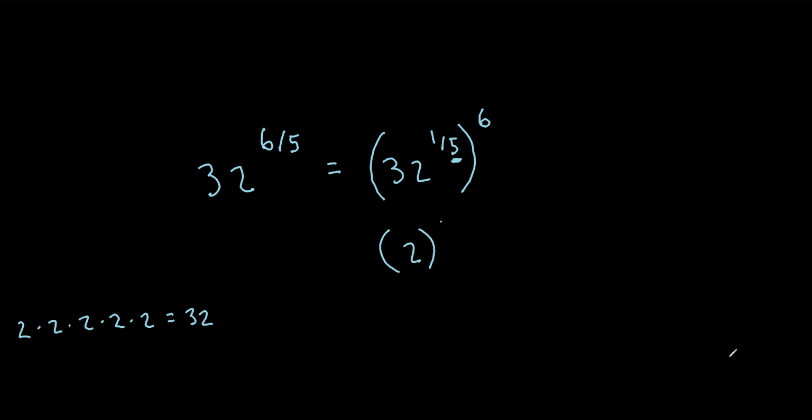And then we have that raised to the power of 6. So 2 to the 6th, that's 2 multiplied by itself 6 times. So 2 times 2 is 4, times 2 is 8, times 2 is 16, times 2 is 32, times 2 is 64. So 32 to the power of 6/5 is 64.